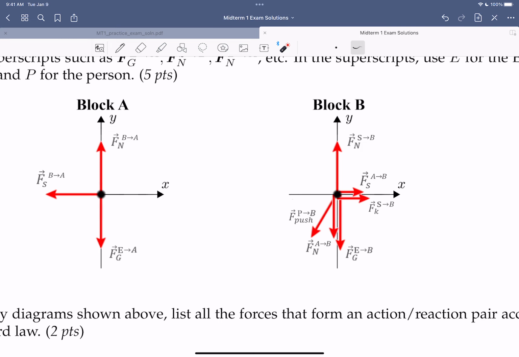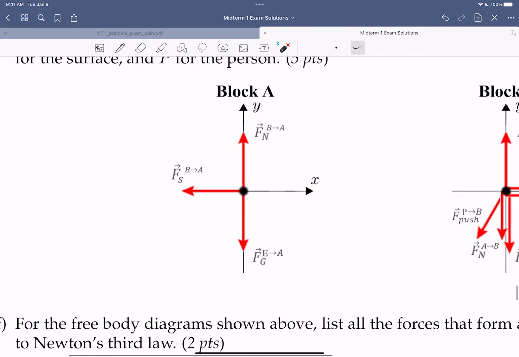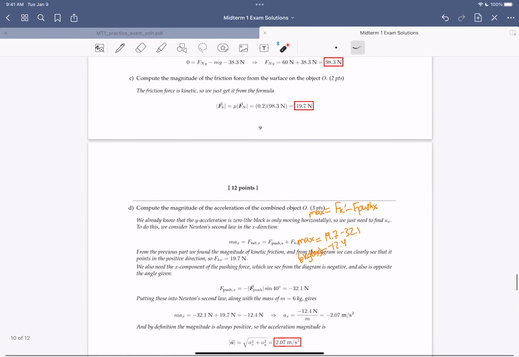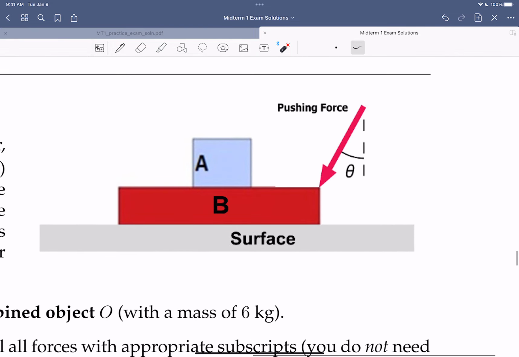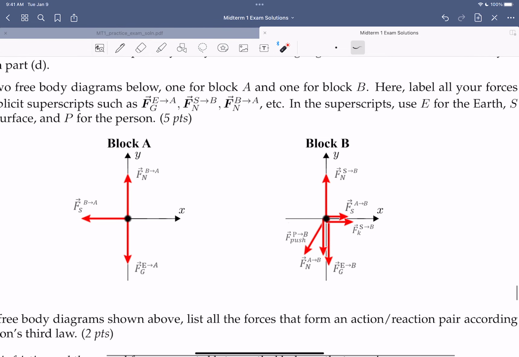Now, what's really interesting, what threw me off personally, was the fact that the static friction force is actually an action-reaction pair force. There's static friction force from B on A and A on B. And the reason why is you think of A kind of gripping onto B, right? A is kind of gripping onto B. So in that sense, there should be a static friction force that is felt by both blocks to kind of grip each other, right?